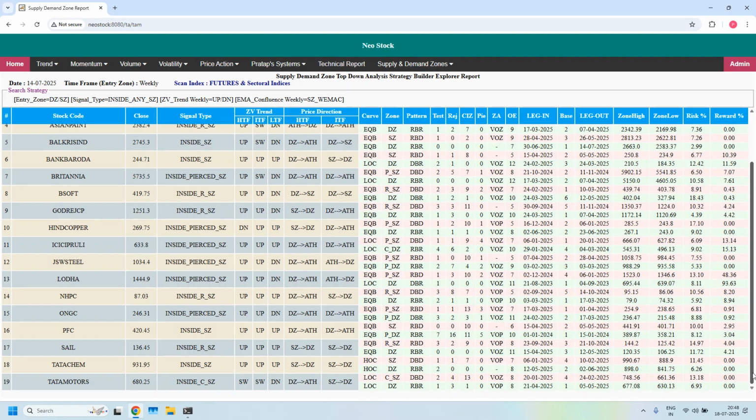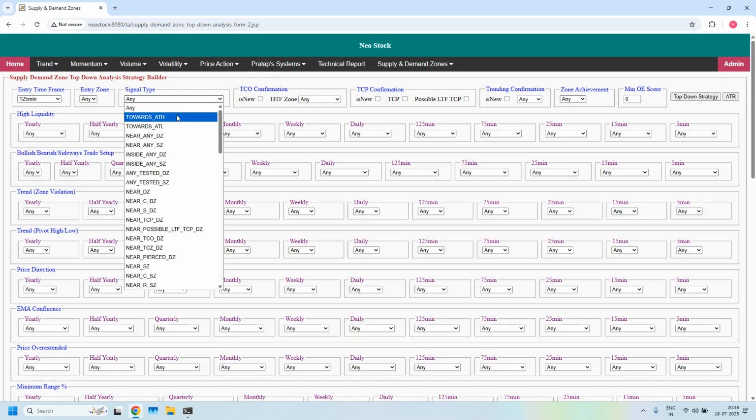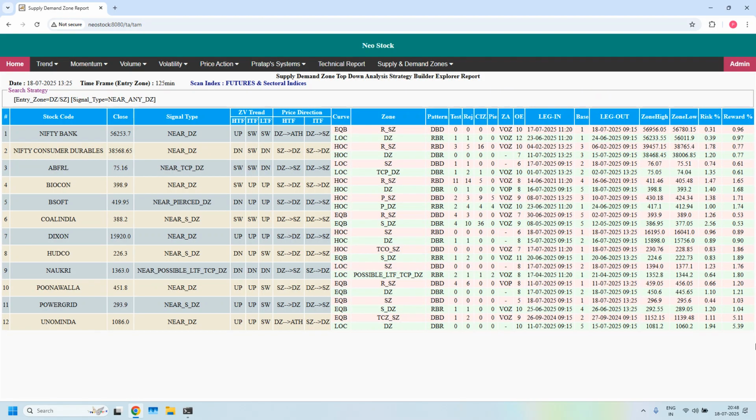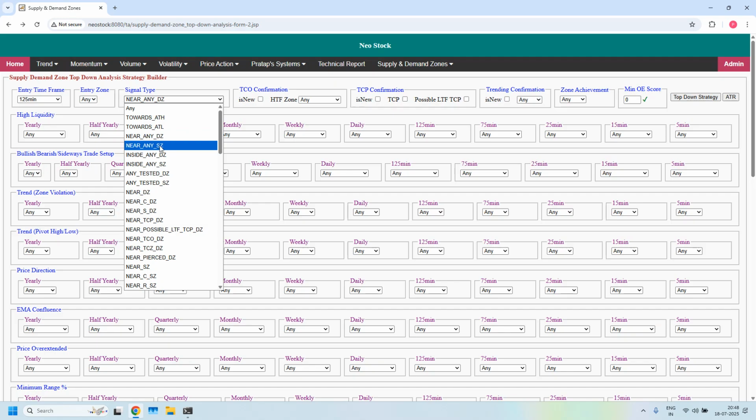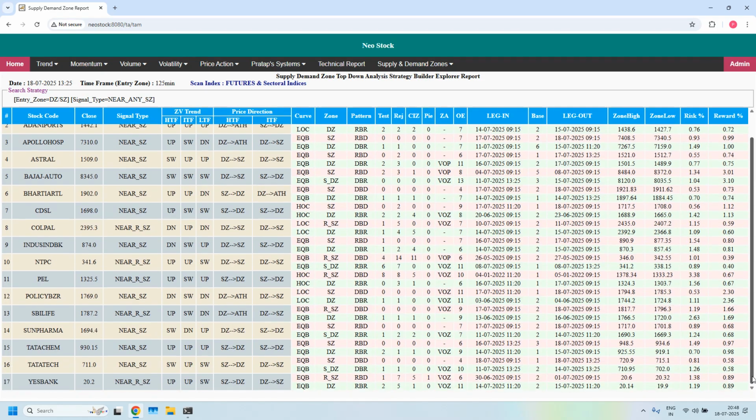Next time frame daily already generated in the beginning of the report. So the next time frame is 125 minutes. Stocks near to the 125 minutes demand zone. We got 12 stocks. Okay, next, stocks near to the 125 minutes supply zone. First 15 stocks in the list. Scrolling the list down. Total 17 stocks are filtered.